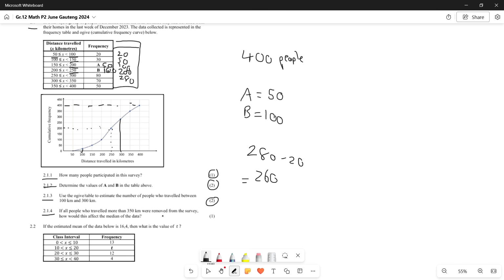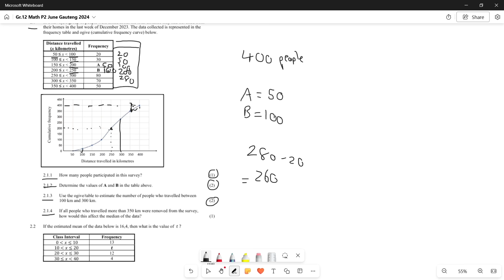2.1.4 says, if all people who traveled more than 350 kilometers were removed from the survey, how would this affect the median of the data? So if all people who traveled more than 350 kilometers, everyone over here, was removed, how would this affect the median of the data? Okay, so the median right now, the median means the middle number. So as we're going this way, the median will be somewhere in the middle, for example.